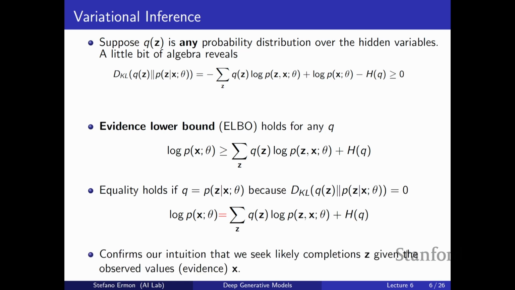Hopefully it will become clearer later, but this confirms our intuition that we're looking for likely completions. Given the evidence, given X, we're trying to find possible completions, values of the Z variables that are consistent with what we see, where the consistency is determined by this joint probability P of Z comma X, which is the generative model. It's the combination of the simple prior and then the other neural network that will map it to parameters of a Gaussian, and then you sample from it, which is just the P of X given Z.